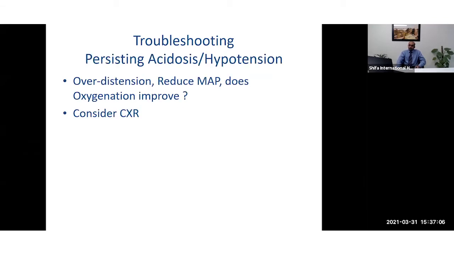And if there's persisting acidosis and hypotension, then think of, again, overdistension, reduce the MAP, and consider chest X-ray. And judicious use of inotropes, because most of these babies, when they're so sick, there will always be an element of myocardial dysfunction and an element of pulmonary hypertension. So we need to make sure that the systemic blood pressure is fairly decent.